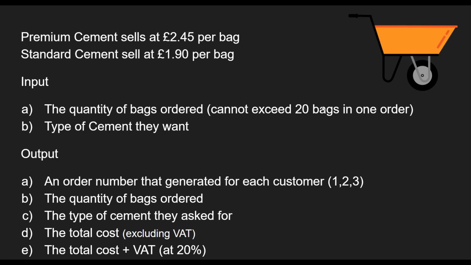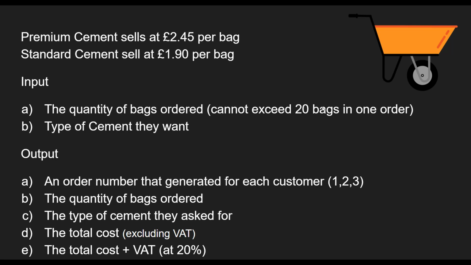And once we've got that information, we're going to have to output a number of things. We're then going to output an order number that's generated for each of the customers. So order number 1, order number 2, order number 3, 4, etc. for the number of customers, and the quantity of bags ordered. And the type of cement they ask for needs to be outputted, and the total cost excluding VAT. And the total cost including VAT at 20%.